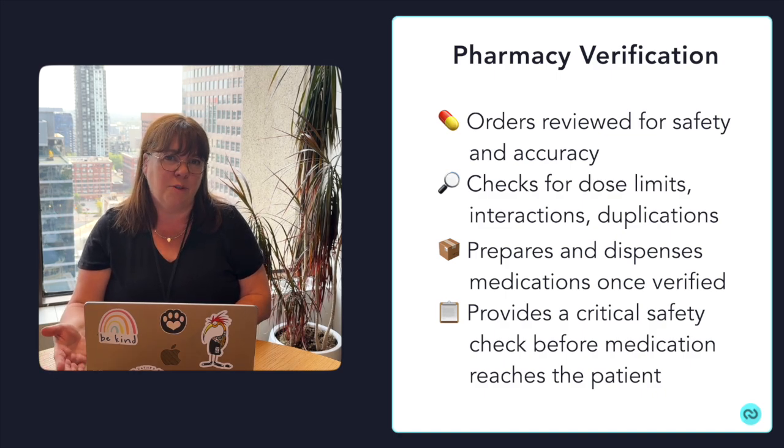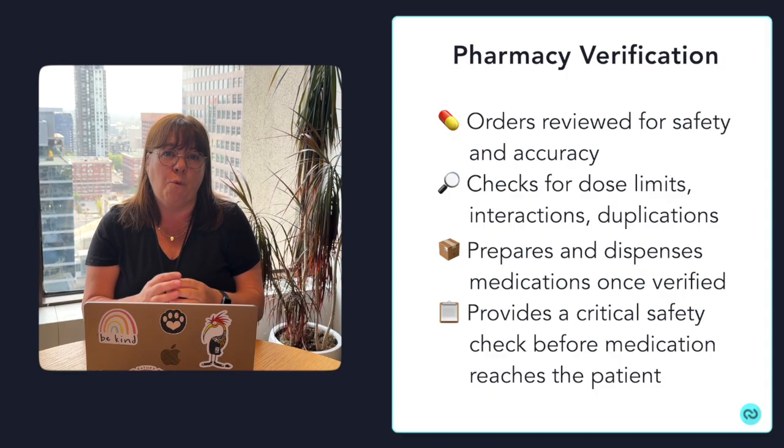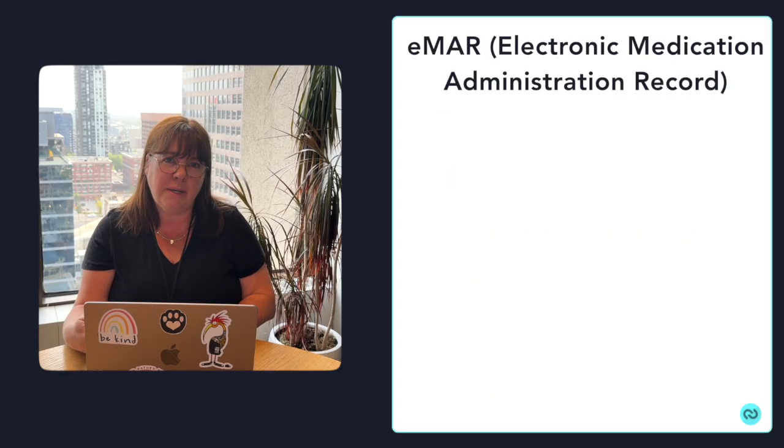Some organizations will also integrate the pharmacy verification process with their medication dispensing cabinets. This is to add an extra layer of safety checks so that when someone goes to take a medication out of that particular cabinet, it double checks against the order that was verified to make sure that what they're removing is in fact the drug that they're intending to remove, that the dose is the right size, and that the timing is correct.